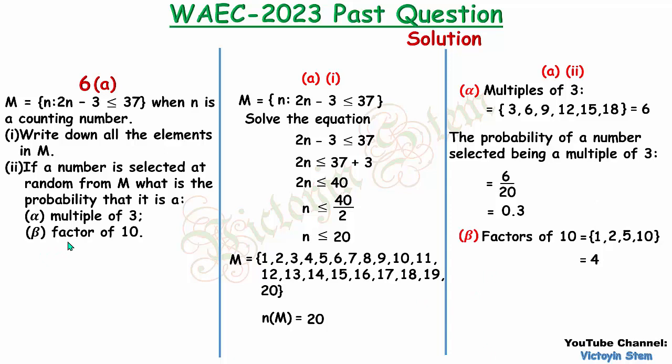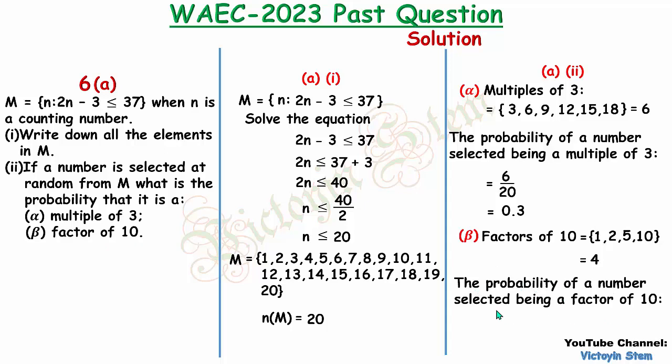Now, the likelihood or the probability of picking a number that is a factor of 10: I'll say the probability of a number selected from M and for that number to be a factor of 10 will be equal to the total factors of 10 that I have, 4, divided by the total number of elements of the universal set M, which is 20. So 4 divided by 20 is 0.2. So the likelihood of picking a number from M and for the number to be a factor of 10 is 0.2.